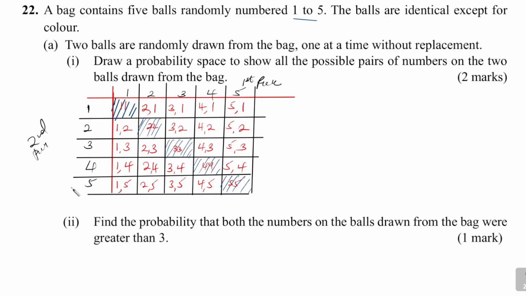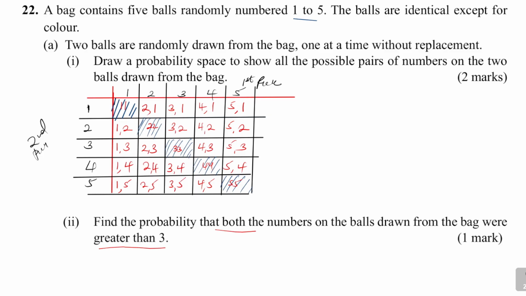Find the probability that both the numbers on the balls drawn from the bag were greater than 3. So you will go to the outcomes and check where we have the 2 numbers and they are greater than 3. The 2 numbers on both balls, in what instances are they greater than 3?